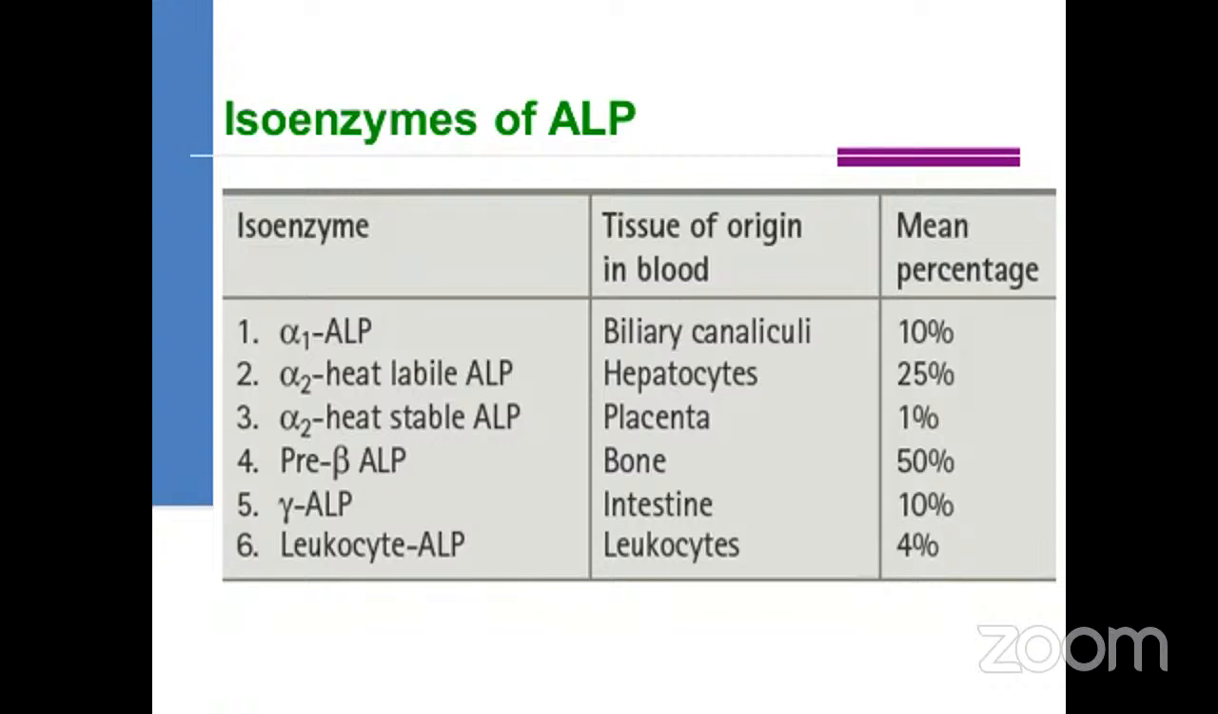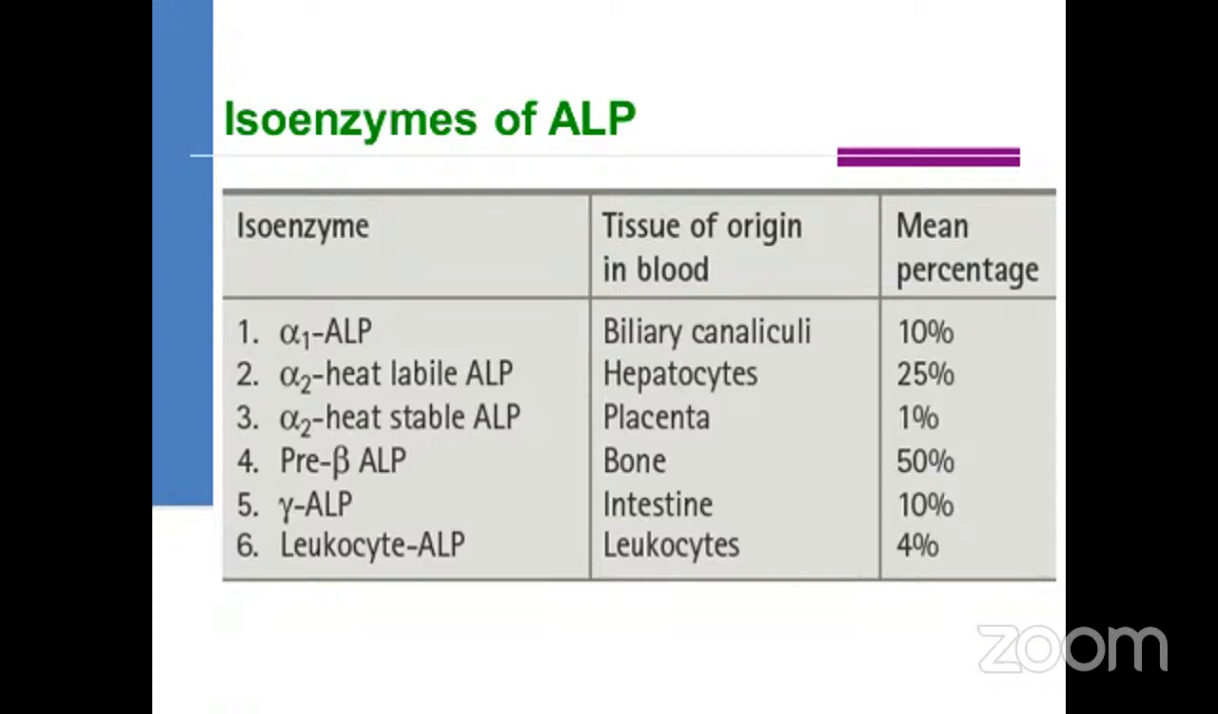Beta is present in the bone. The name suggests it is present in the bone. And it is a major one. It constitutes 50% of the total ALP activity. Gamma type is mainly present in the intestine and it constitutes 10% of the total activity. Leukocyte ALP.